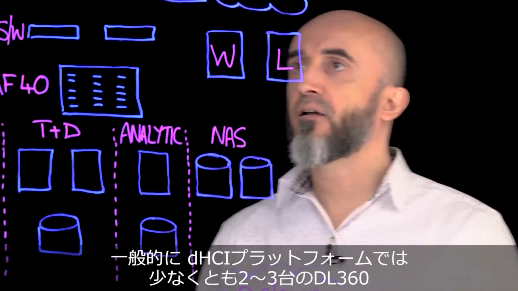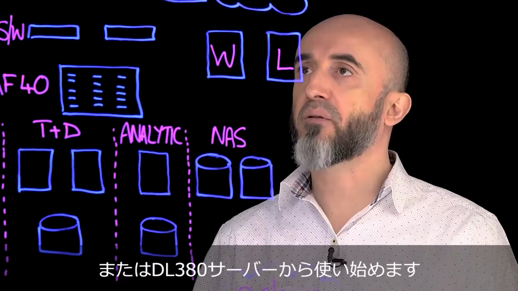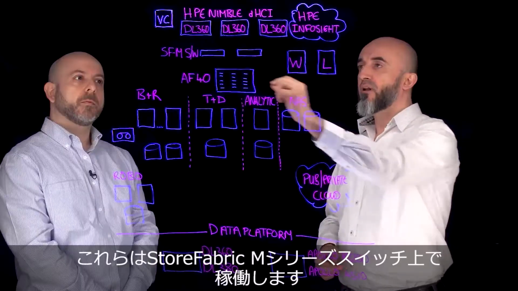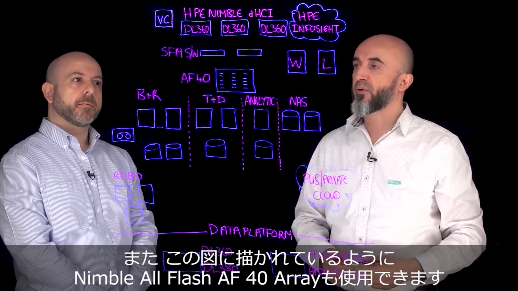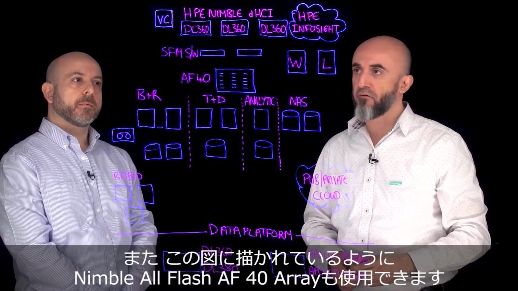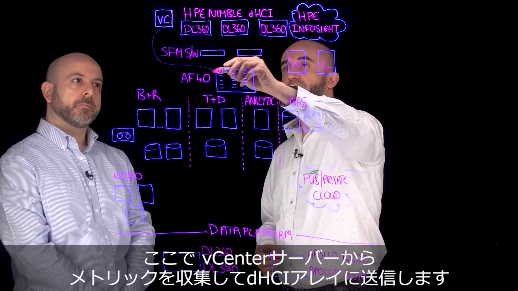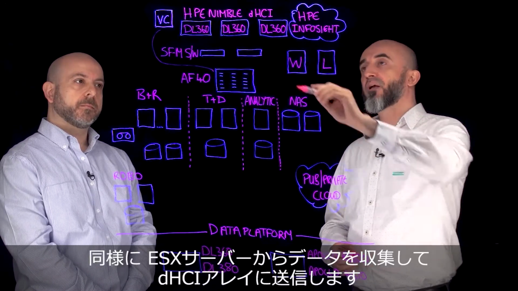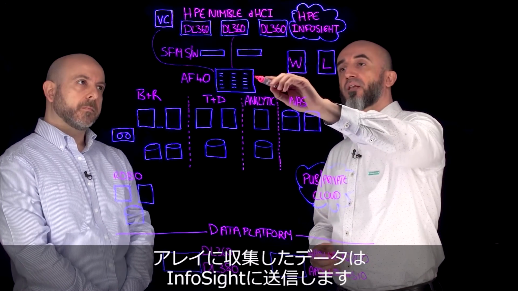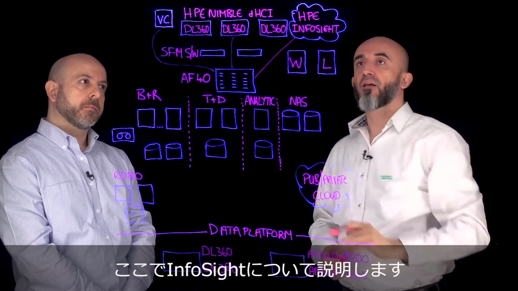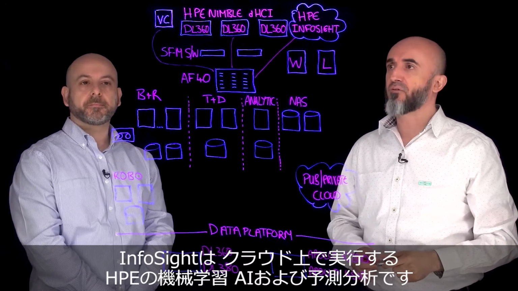So typically, with the dHCI platform, you will start with at least 2 or 3 DL360 or DL380 servers. You'll be running them on the StoreFabric M-series switches, and in this case, depicted in this picture, we have the Nimble all-flash AF40 array. Now, we will be collecting metrics from the vCenter server right into the dHCI array. We will be collecting data from the ESX servers to the dHCI array as well. And we will be sending these heartbeats, this data, over to InfoSight. Now, what is InfoSight? InfoSight is our machine learning, AI, and predictive analytics running in the cloud.